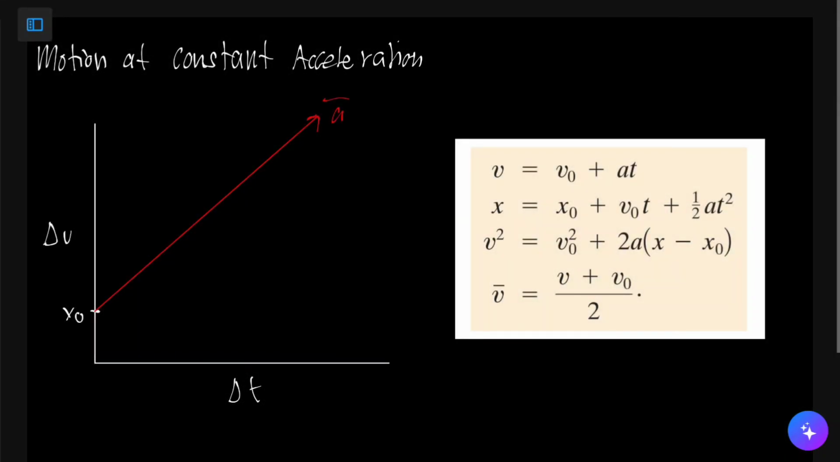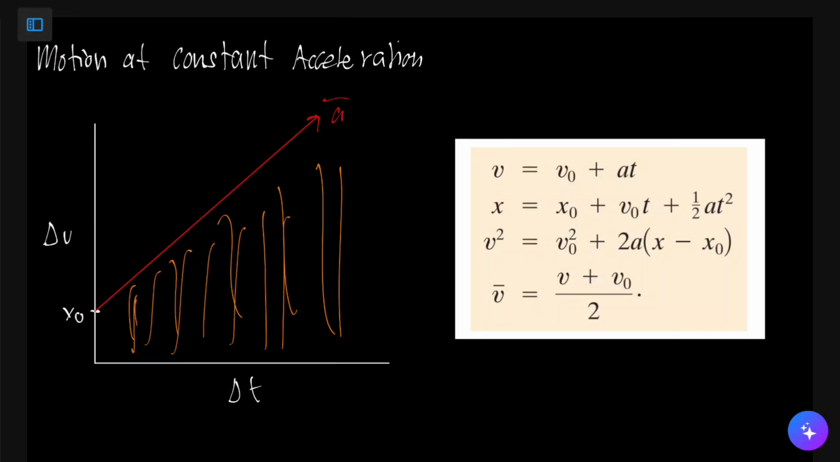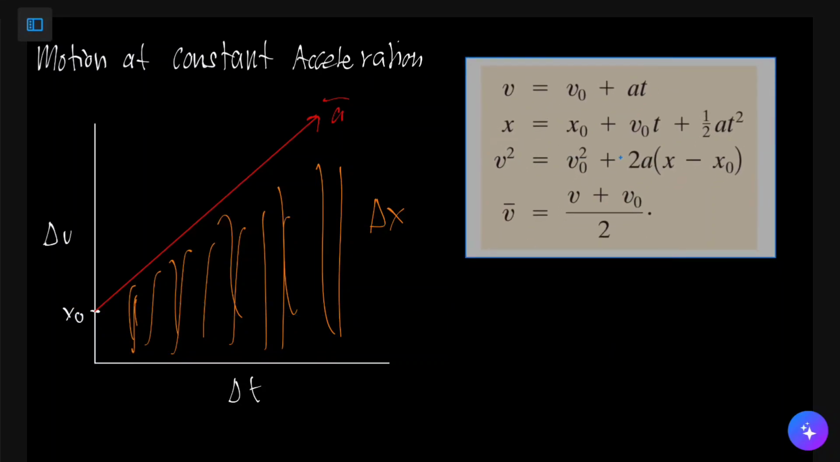Okay? So, again, assuming that your acceleration now is constant, it means that your velocity time graph will be a straight line. I want you to know that the area under this straight line is your displacement. Okay, so that is your displacement. And in motions at constant acceleration, you have these four kinematic formulas.